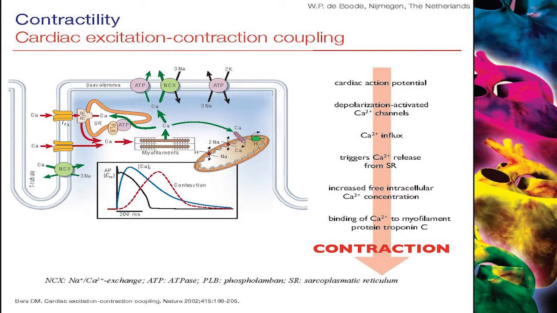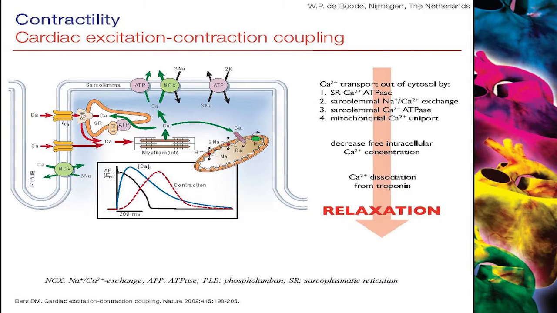Not only contraction is very important, also the relaxation, and it's in the opposite direction. You have to have a calcium transport out of the cell, and that's by these four systems, which will decrease the free intracellular calcium concentration, and with that it dissociates from the troponin and results in a relaxation.